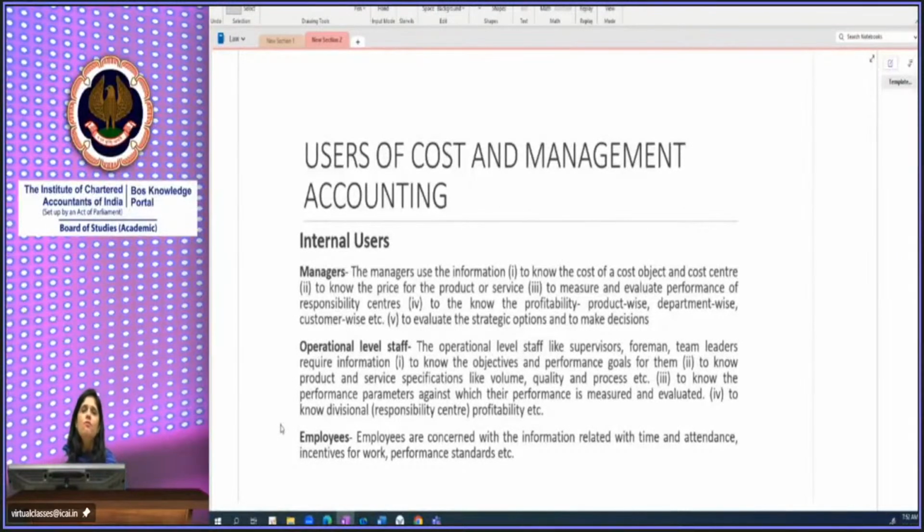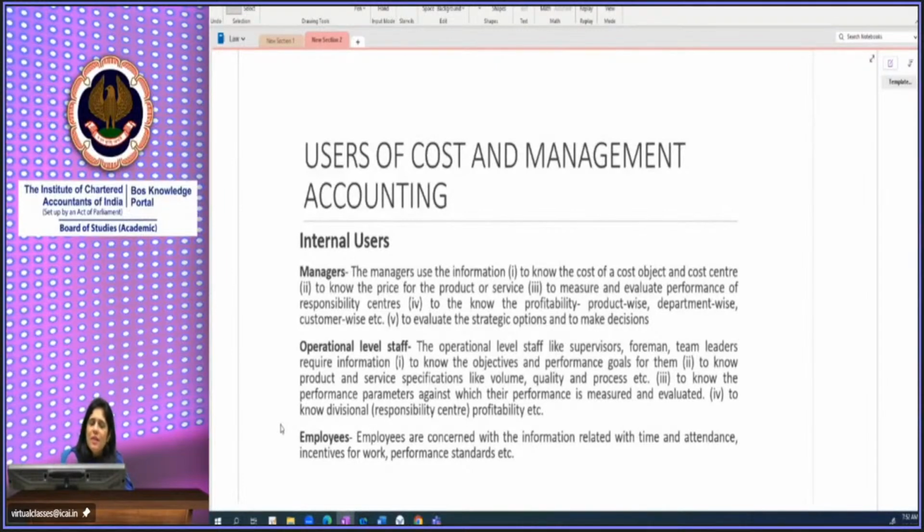It's very important for cost control also. So they know the profitability product wise, department wise, customer wise. And then, of course, on the basis of all this information, the cost information, the price information, the departmental information, they do the planning and decision making.